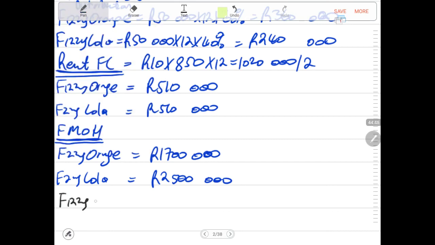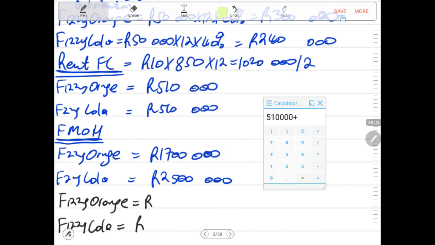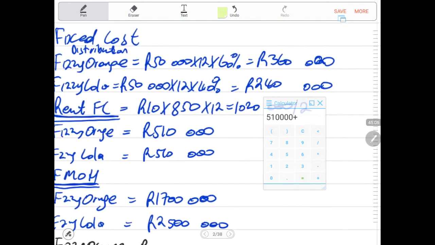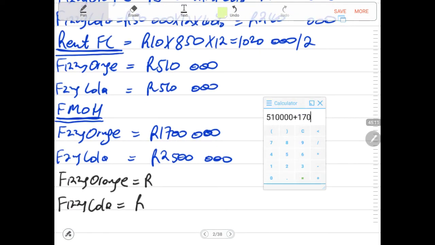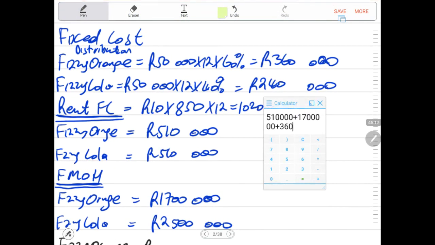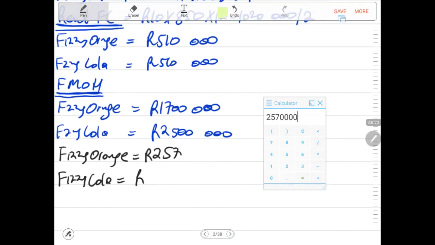Then we have fizzy orange, then after we have the fizzy cola, so that we get the total for each of them. 510,000 plus, I am dealing now with the fizzy orange, 510,000 plus 1,700,000 plus 360,000, that is 2,570,000.